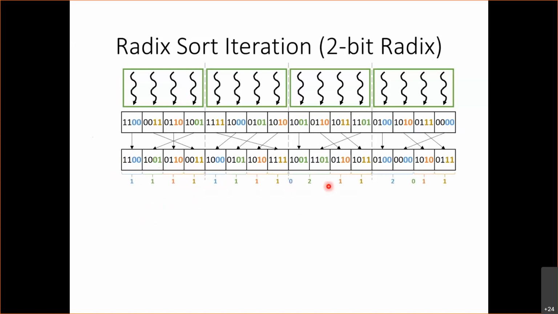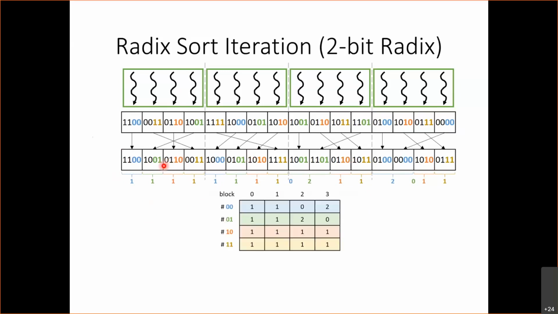To know where I'm going to put my 0,0s, I need to find the number of 0,0s before me. To know where I want to put my 0,1s, I need to find the total number of 0,0s and the number of 0,1s before me. To know where I want to put my 1,0s, I need to find out the total number of 0,0s and the total number of 0,1s and the total number of 1,0s before me, etc.